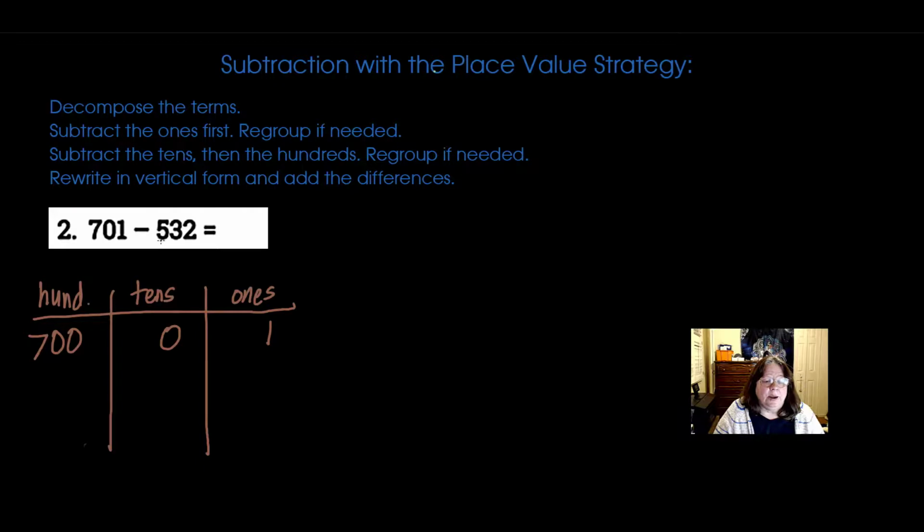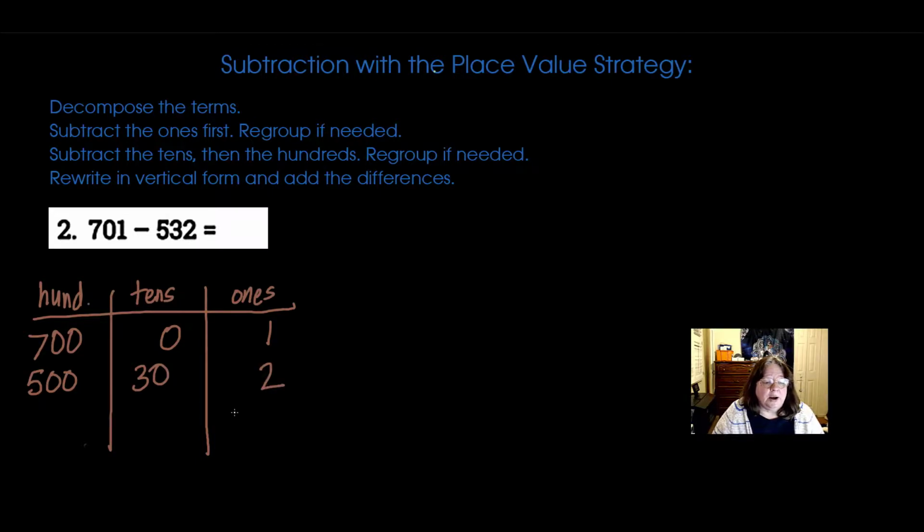I take a look at my first term here, or my first digit. It's 5. It's in the hundreds place. It's 500. This time I do have tens. It's a 3, but I'm going to put the 30 there. And here I've got 2.